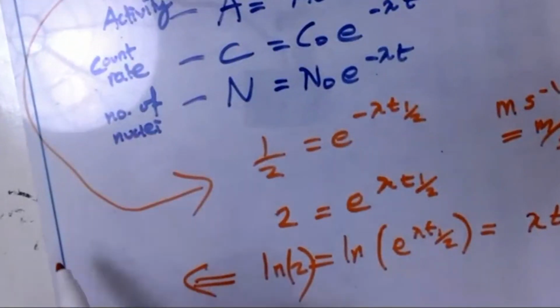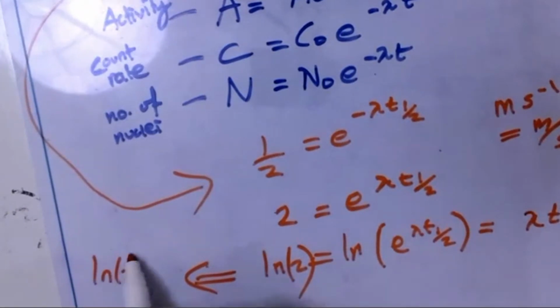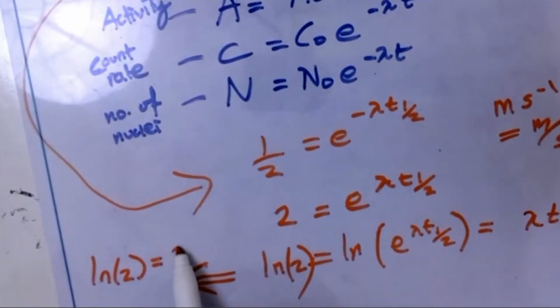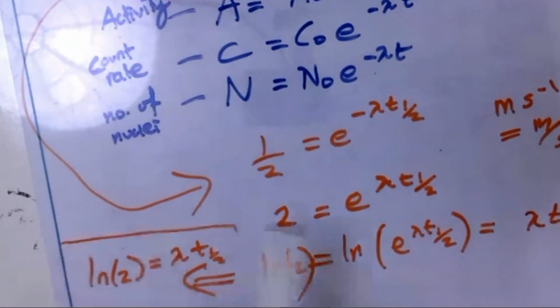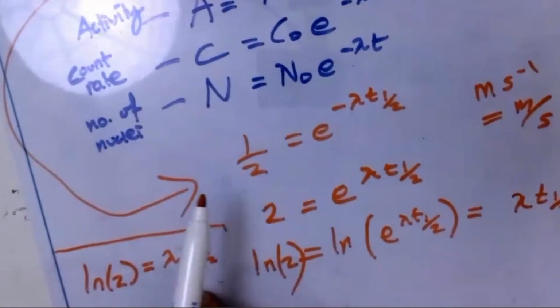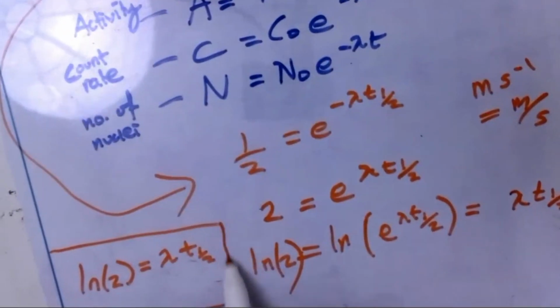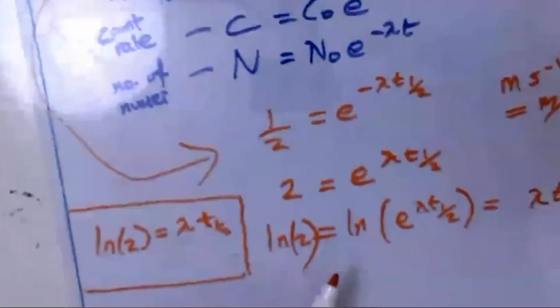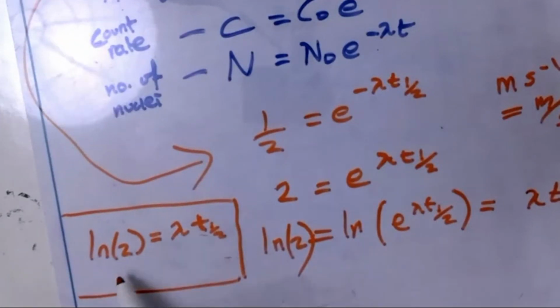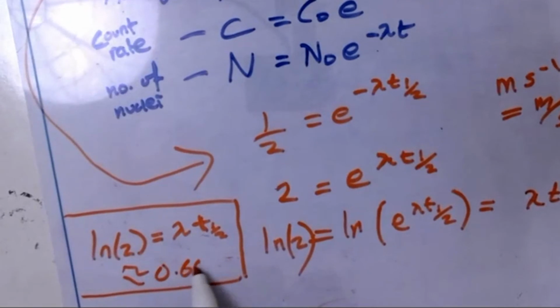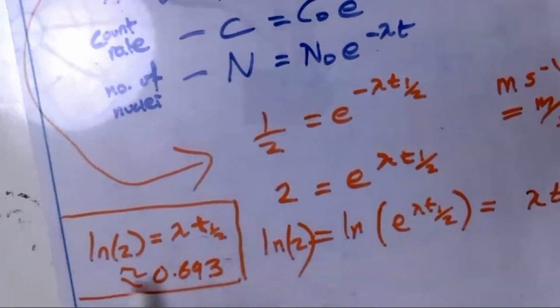So that simplifies to log 2 equals... Okay, so I would say this is the next equation I would highlight. That's going to be very useful for upcoming calculations that we do. And if you do this on your calculator, log 2 is approximately 0.693. And this term, you're going to use it quite often.